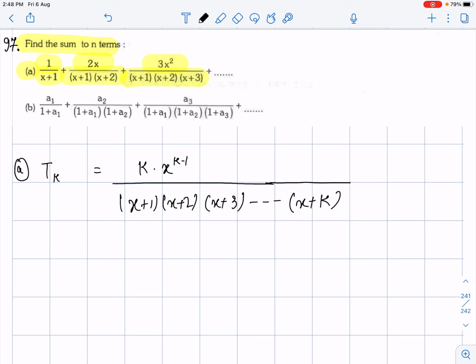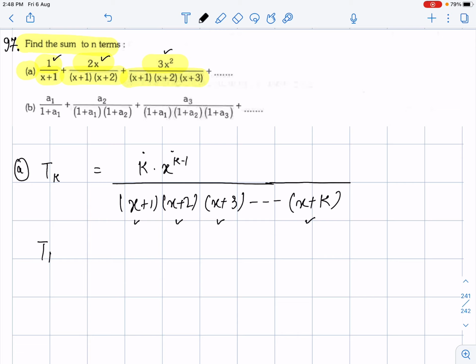When k is equal to 1 is substituted, we get 1 multiplied by x to the power 1 minus 1, that is x to the power 0, that is 1 only. When 2 is substituted, 2 multiplied by x to the power 2 minus 1, that is 2x. When 3 is substituted, 3 multiplied by x to the power 3 minus 1, that is 3x square. And the first time we had one term in the denominator, second time we had up to x plus 2, third time up to x plus 3, so the kth time will have up to x plus k.